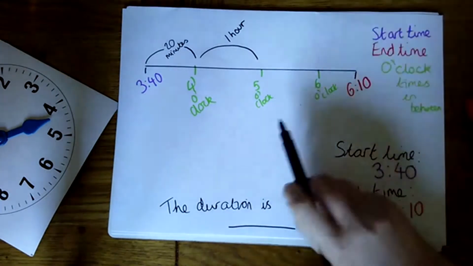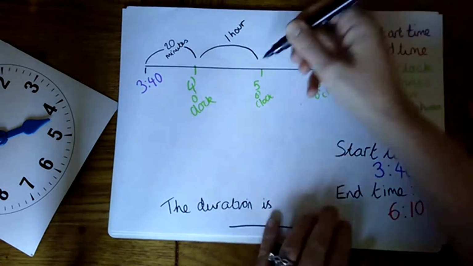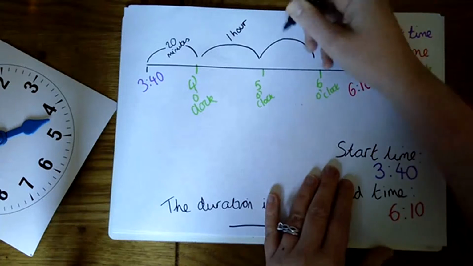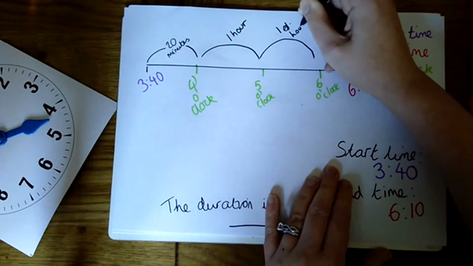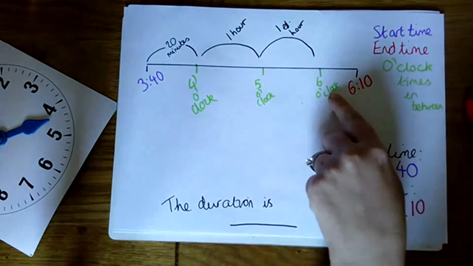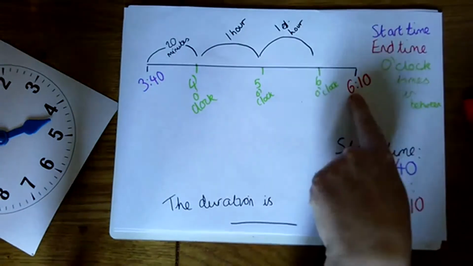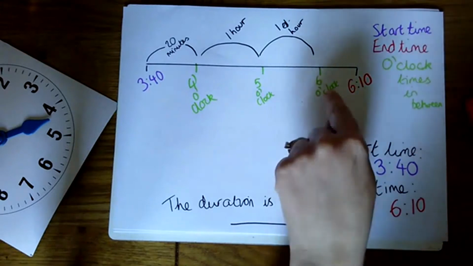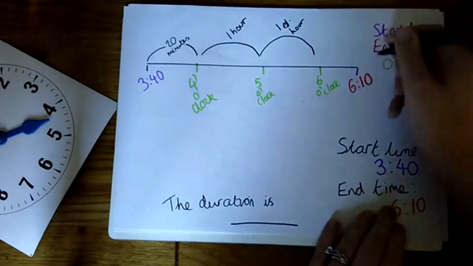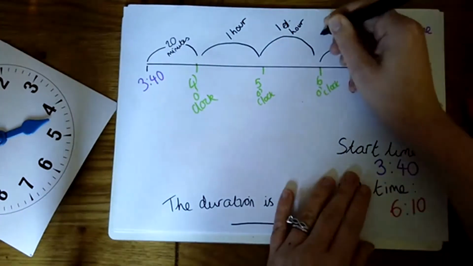What have we added here from going from 5 o'clock to 6 o'clock? Another hour. You could do a larger jump, but personally, I think it's good to just break it down. Then 6 o'clock, oh, we're at the same hour, because look, the time ends at 6:10. So we're going to do 6 o'clock to 6:10, which is equal to 10 minutes.